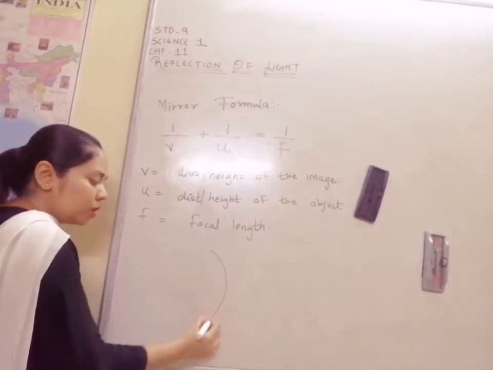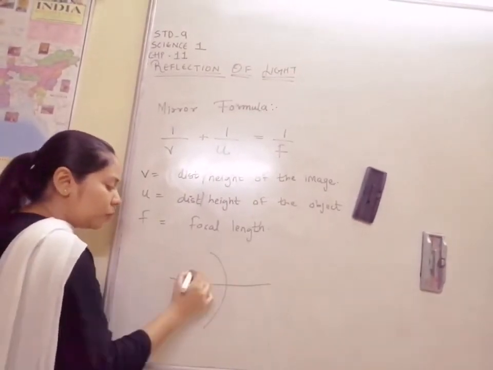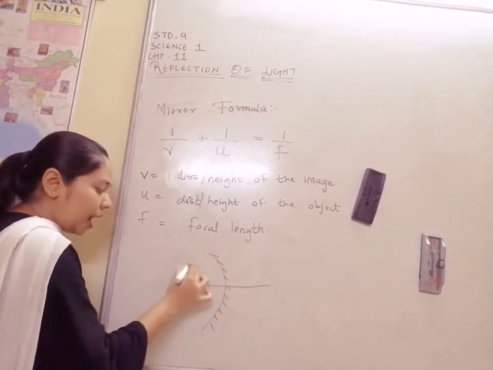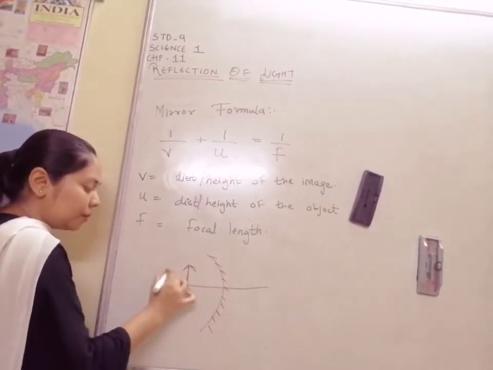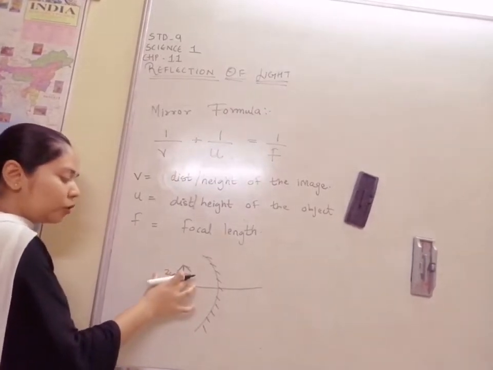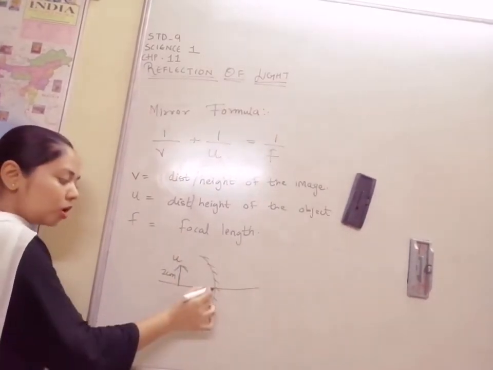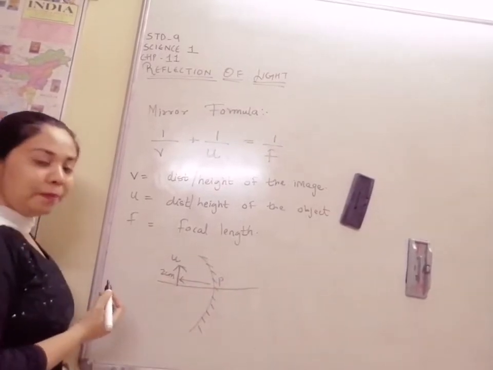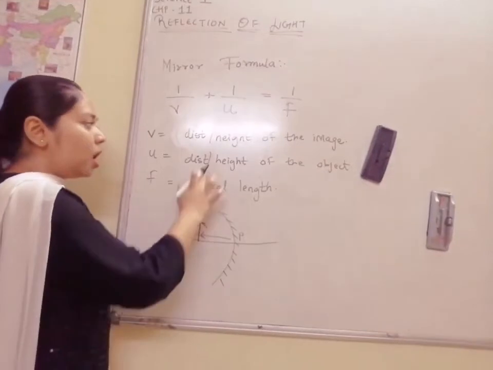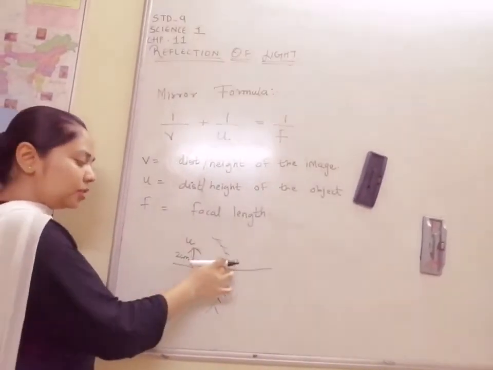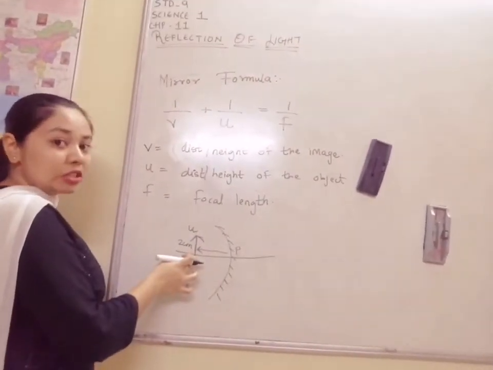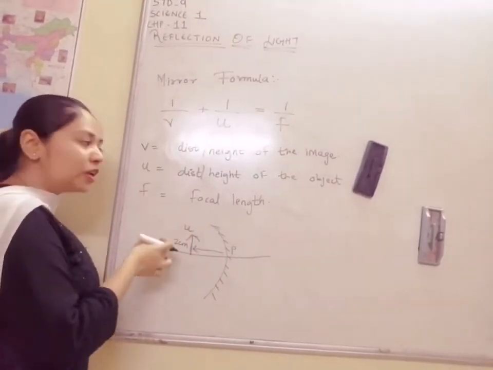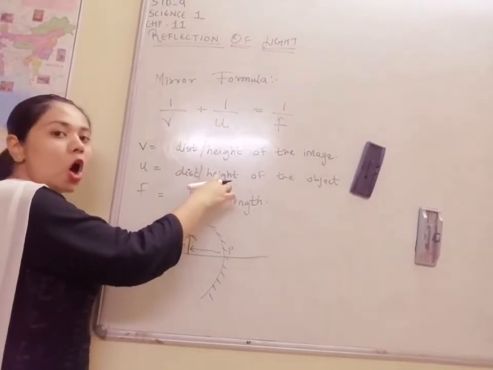Now how will you measure v and u? Suppose I place my object like this. This is my concave mirror. Either you can find the height, maybe it is 2 centimeter, that you can use as u, or you can find the distance of this object from the pole. That also we can use as u. So the distance of the object from the pole is known as the object distance. Or else, if the distance is not there, we can also take u as the height of the object.